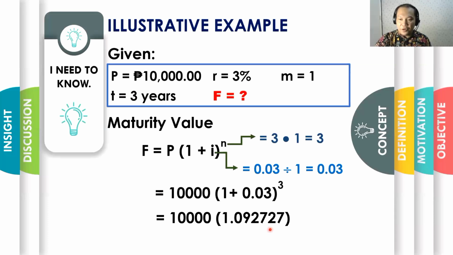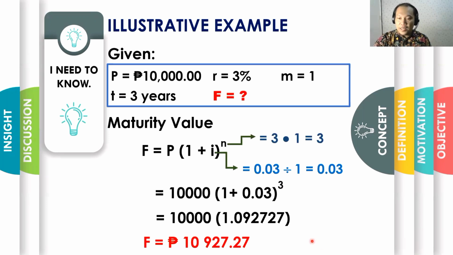And then after getting the equivalent value, multiply by 10,000. And that will become 10,927 pesos and 27 centavos. Therefore, Jose will be receiving 10,927 pesos and 27 centavos at the end of 3 years.